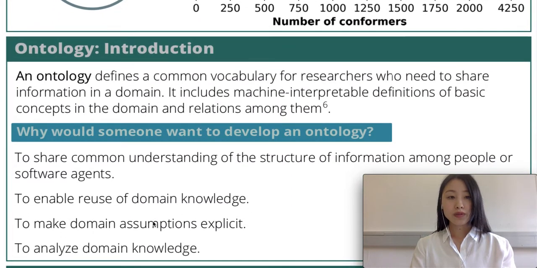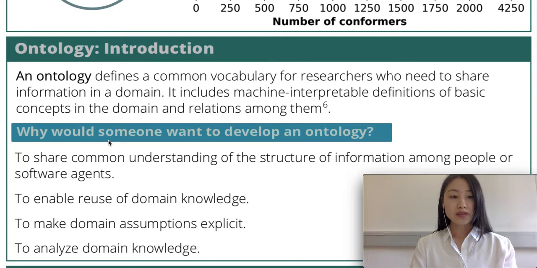Here we give a brief introduction to ontology. An ontology defines a common vocabulary in a domain. It includes machine-interpretable definitions of concepts in the domain and relations among them. Ontology is machine-readable, which in turn enables automatic access and querying of the data.